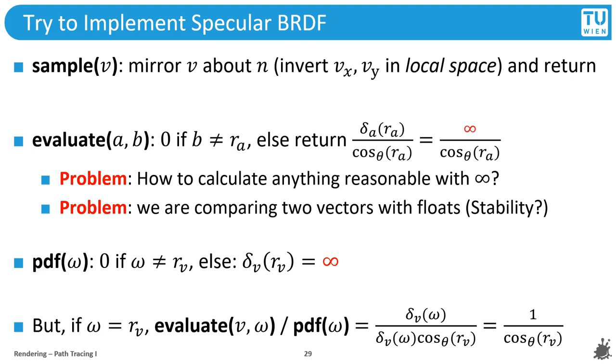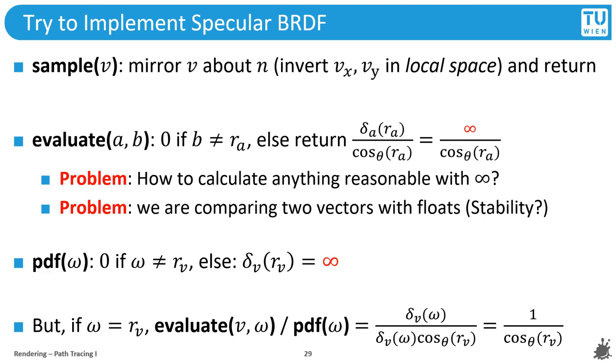Here the question comes back, what actually is the value of the delta function at the mirror direction? The answer is, it's something that tends towards infinity. The same is true for the PDF function, which leaves us in an awkward situation. The only reasonable way to go here is to make sure that the evaluate and the PDF functions are always used together, because in that case, the delta function cancels out. Luckily, this will be our main use case for the path tracing routine anyway.